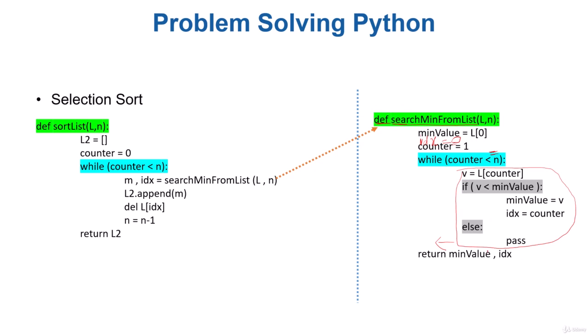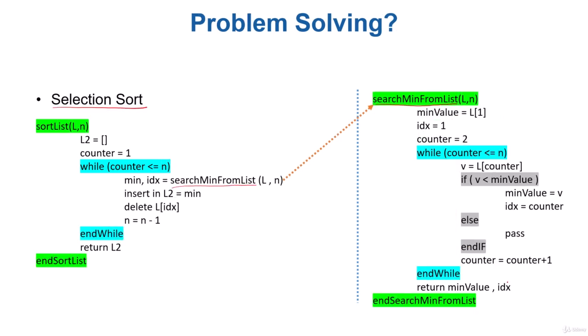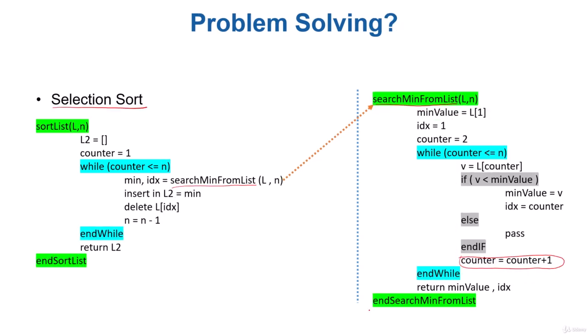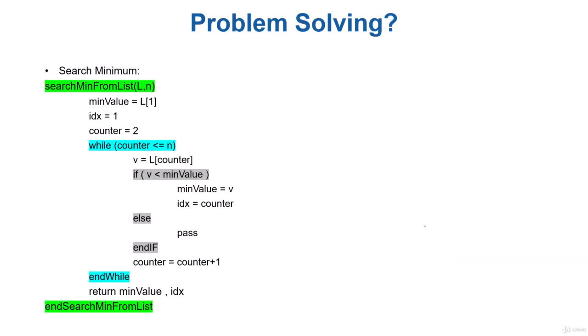Oh, we haven't written a counter here, so we have to write counter plus here. So the same statement, we missed this statement in the Python code. Exactly the same statement goes here. That's it. The rest of the story is the same. We do not need an end search here.